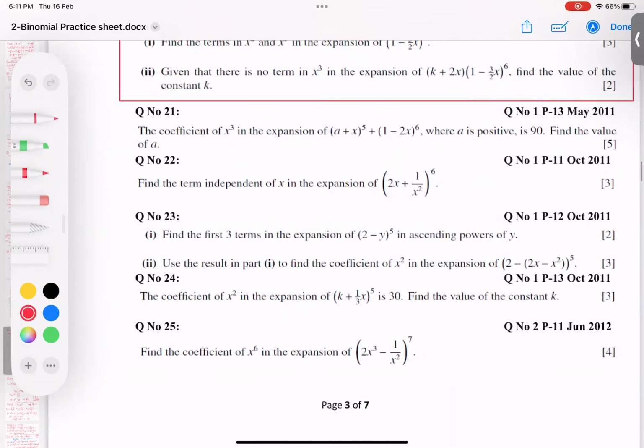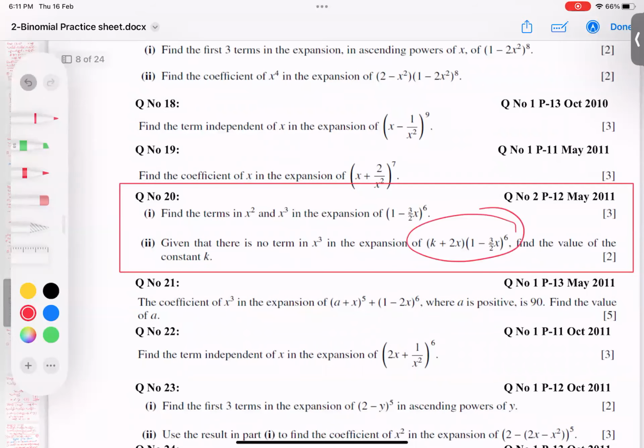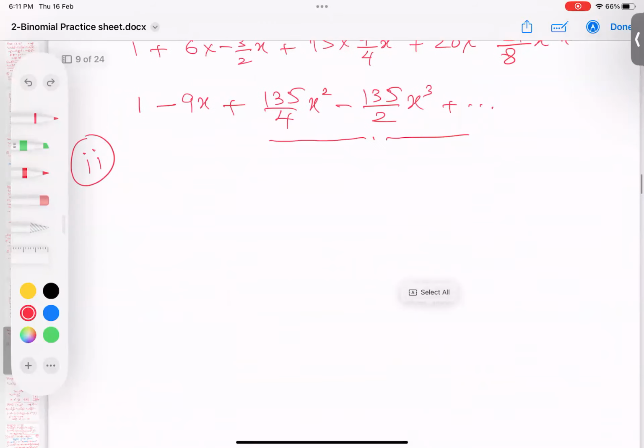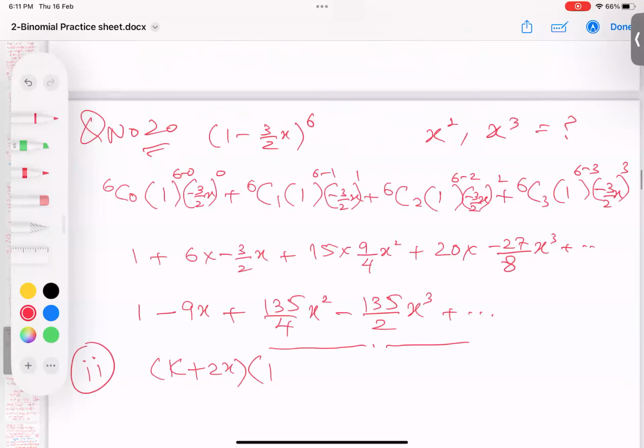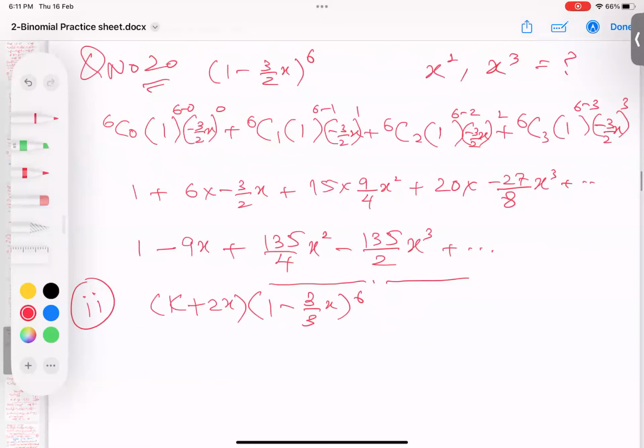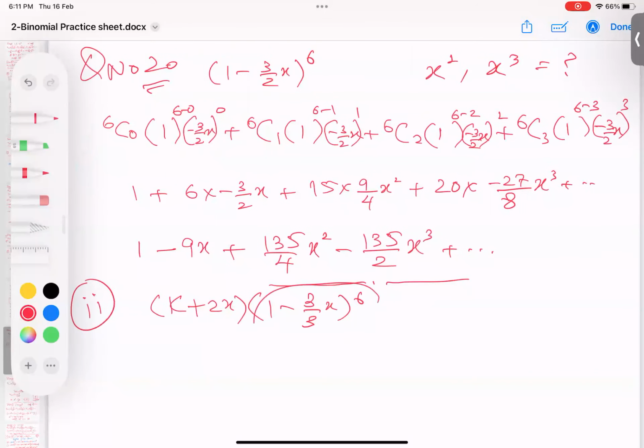Part number 2 is saying what? Let me write first of all k plus 2x, k plus 2x times 1 minus 3 over 2 x to power 6. Hold on, before I read the statement, does this match? Yes, totally matches. Its answer is this. So remove the whole thing and copy its value here.